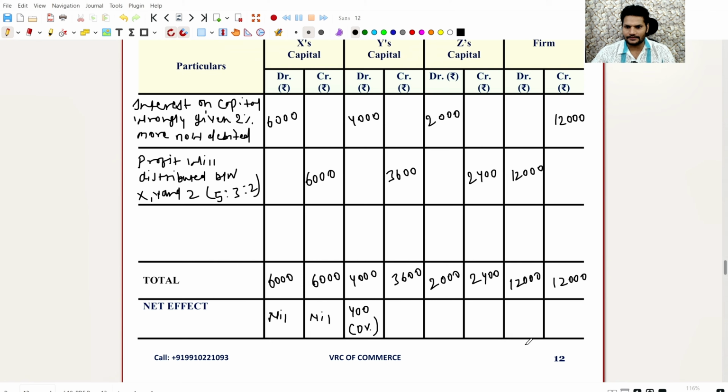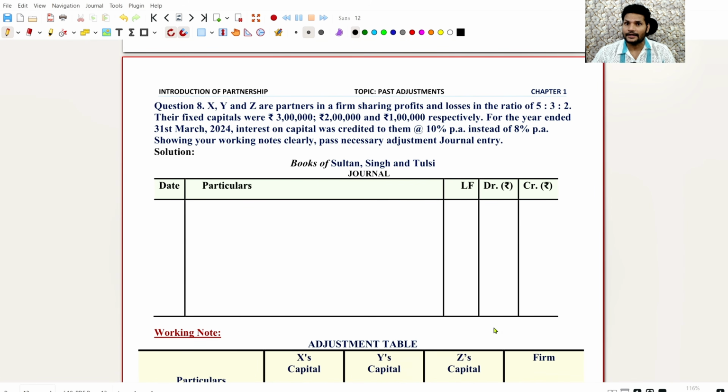So you can easily see here, right? Credit is more than debit by what amount? That is 400. So 400, this will be credited. So good. Finally, we have prepared the adjustment table. Now we need to pass the journal entry, that is the adjusted journal entry. So here you have to use current account, not the capital account, because you can see their fixed capitals are given.